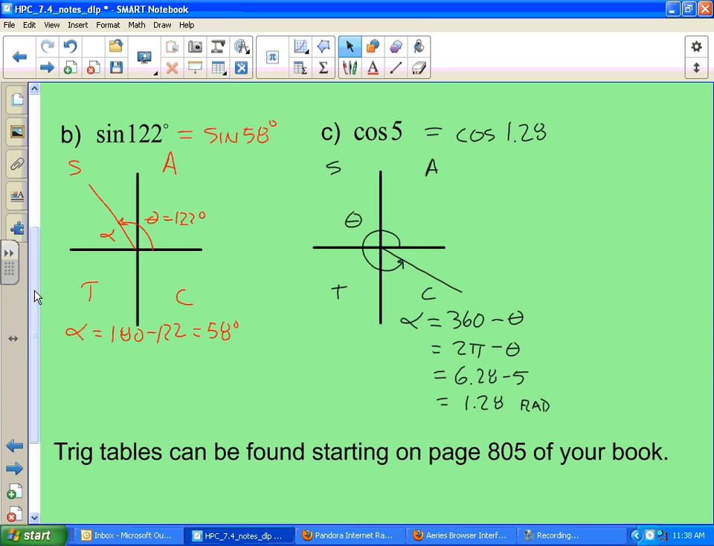Yes? Where do you figure out where to put the radian or the radius line coming out? Where do I figure out how to put that guy in there, the terminal ray?